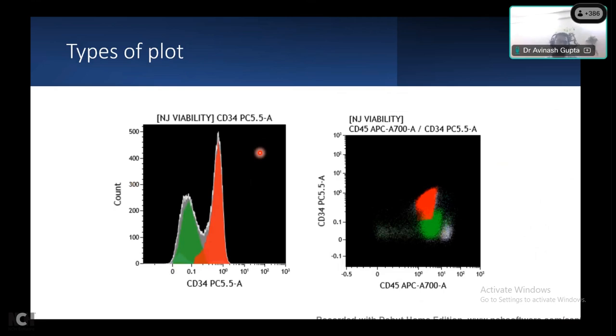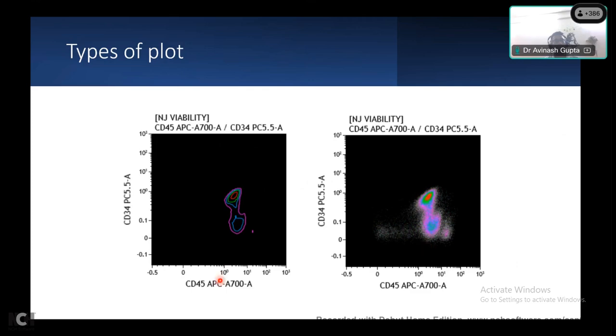Histograms, where you will have data on one axis and count on another axis. Then the dot plots, where each and every dot represents an event, which is equivalent to a single cell. A dot plot is a bivariate plot. On both sides you have some antigen parameter, and you will detect the event accordingly. Similarly, there are contour plots and density plots. In the density plot, the denser area is in the center, and the contour plots will tell you about the lines limited by the density, but here they are lines rather than the density.